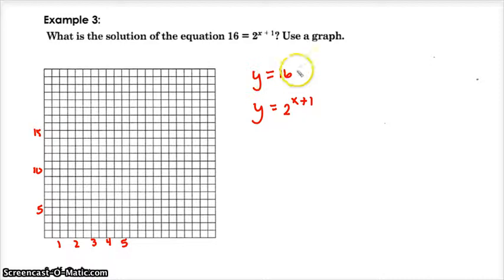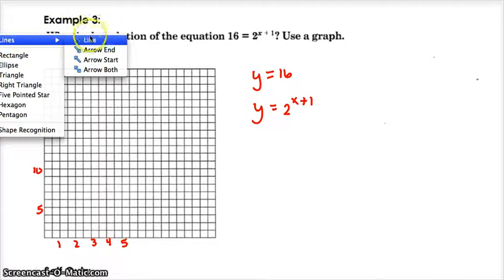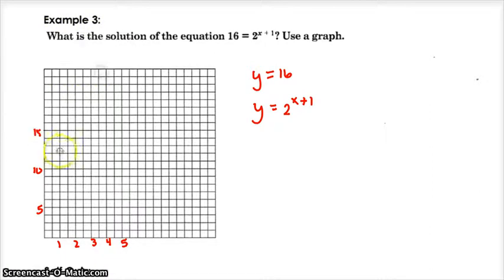Okay. First, graphing y equals 16, we know that that is a horizontal line right at 16. So I'm going to go ahead and put a line through there.